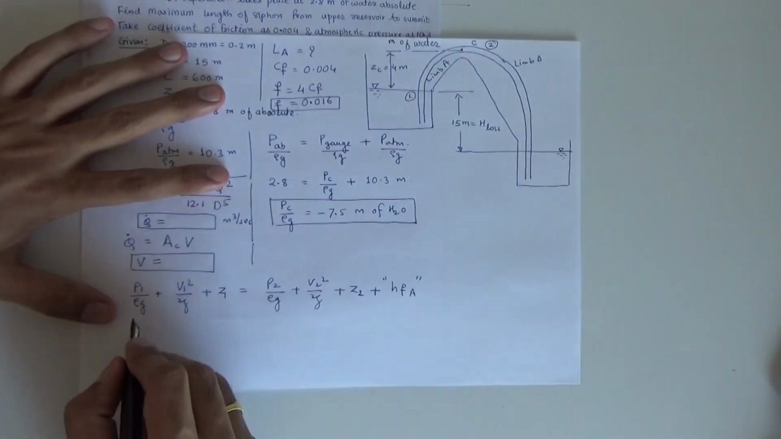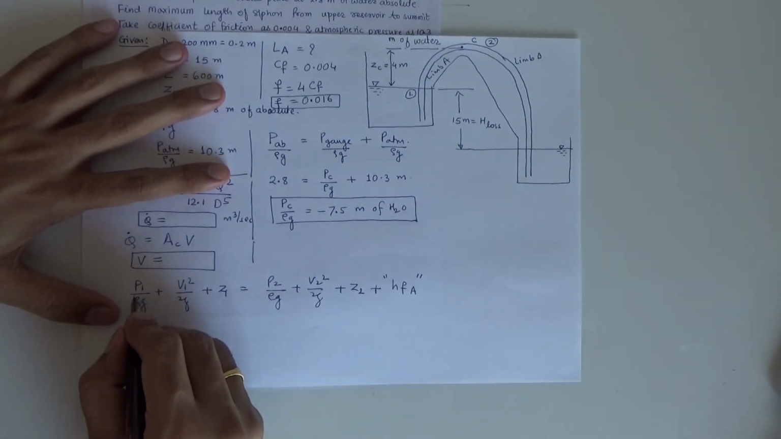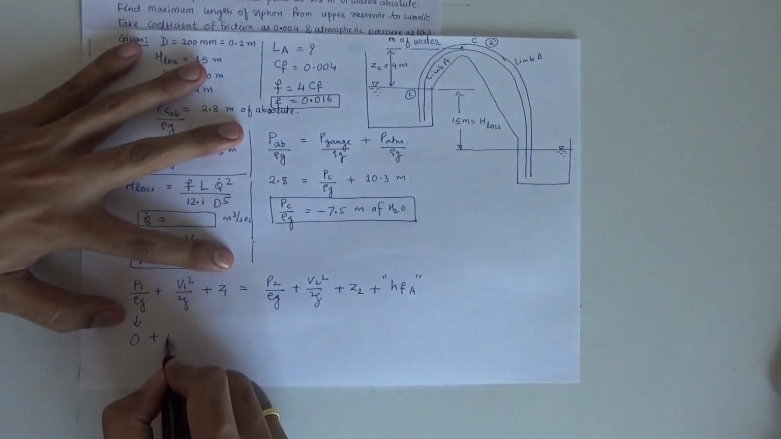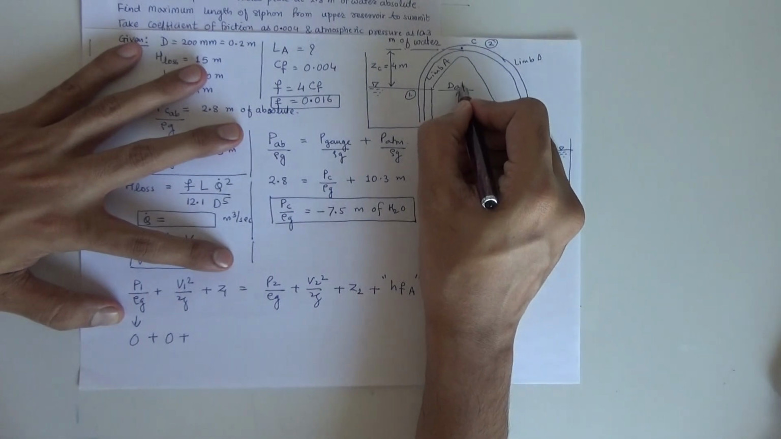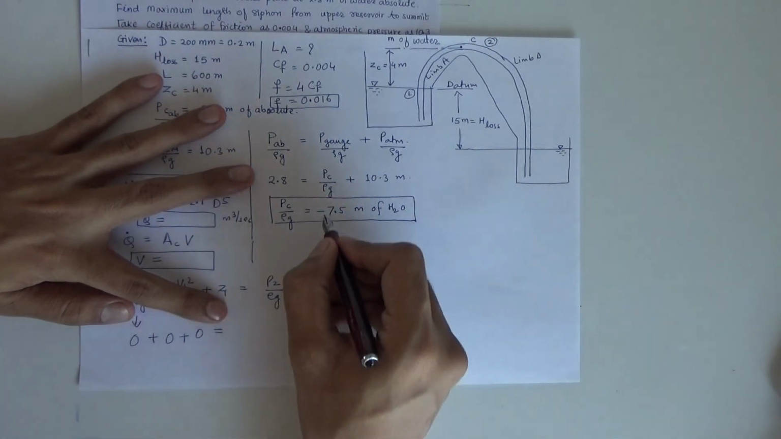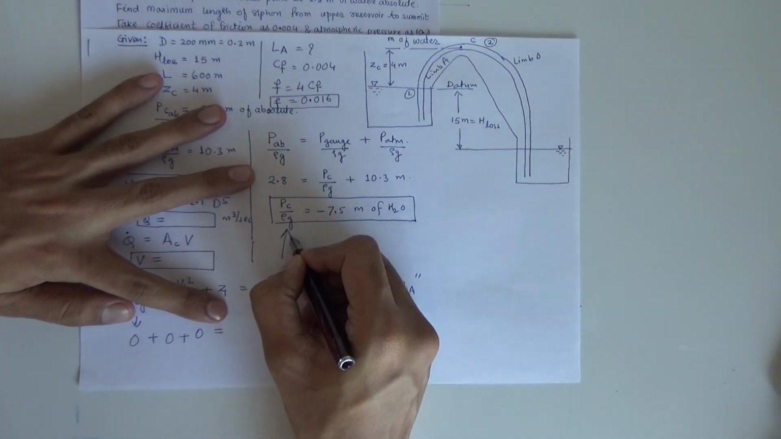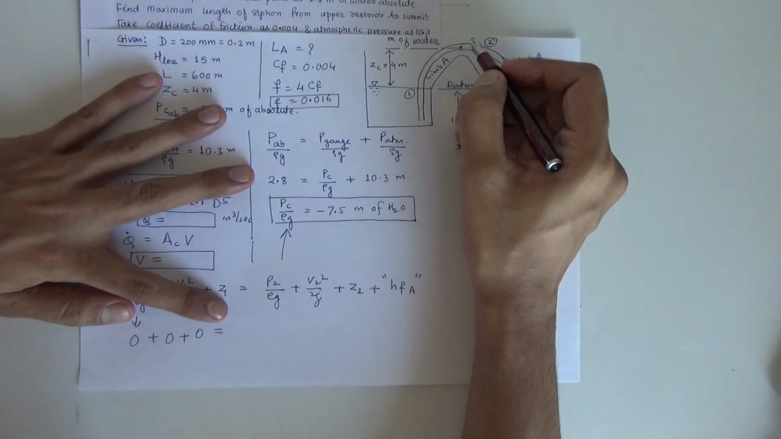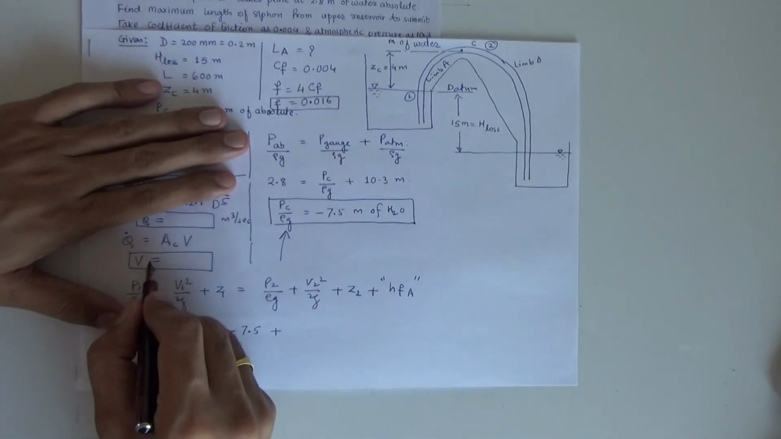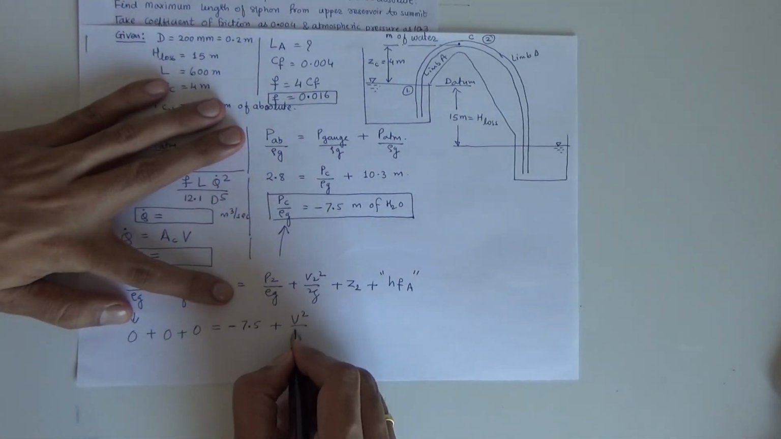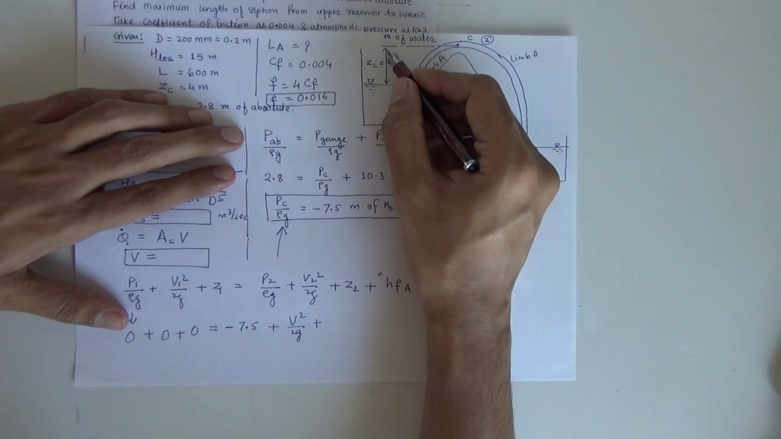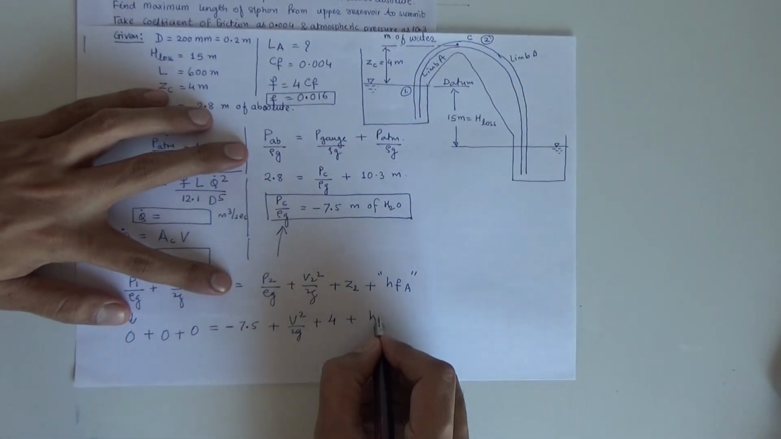So we have all these values. You know that this is atmospheric pressure, so 0 gauge pressure, plus the velocity at section 1 is 0, and since the datum is taken here itself, Z1 is 0, equal to, now what is P2? P2 upon rho g is PC upon rho g, which is minus 7.5, plus V2 square upon 2g, which we have obtained, put this value here, plus Z2, which is ZC, that is 4 meter, plus HFA.